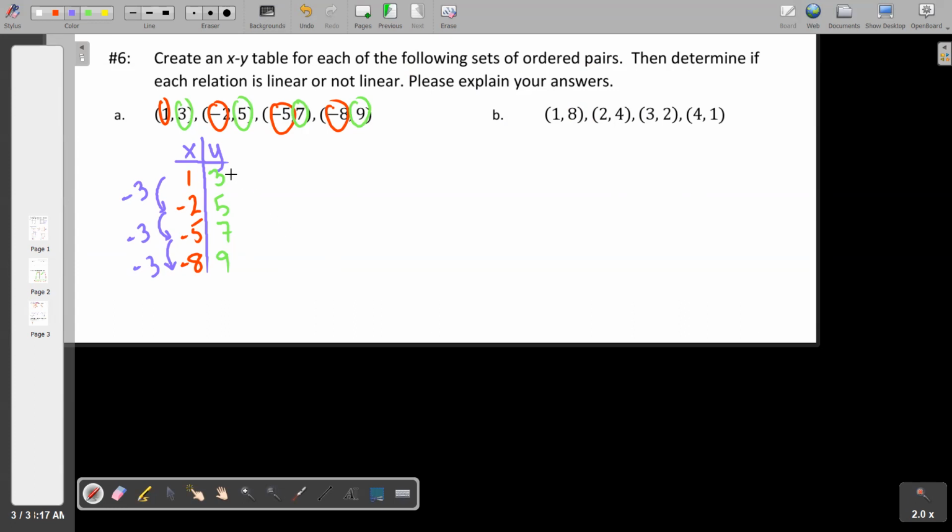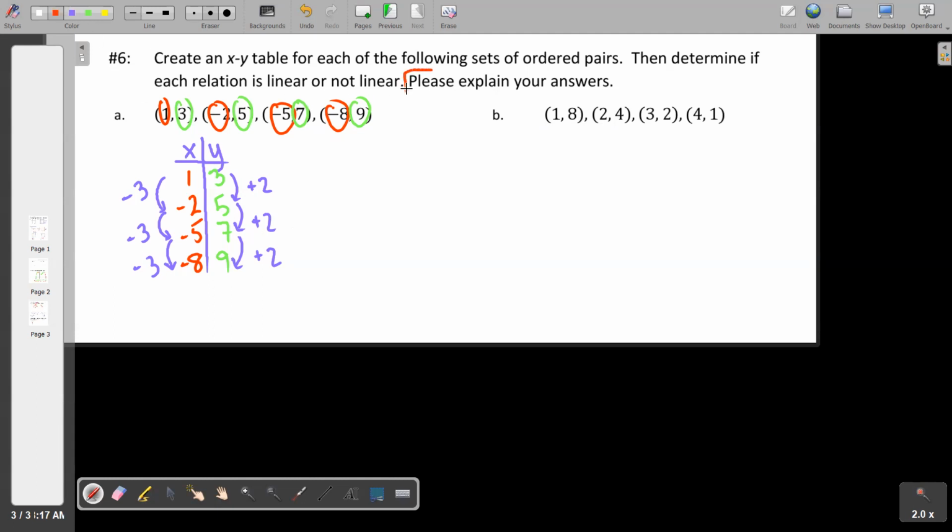How does 3 become 5? How does 5 become 7? And how does 7 become 9? Good. What we're really after here, listen, I know that you can look at this right now and say, yeah, it's a linear function, but do note this.